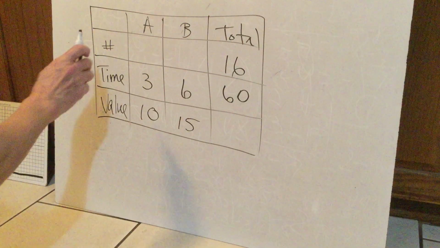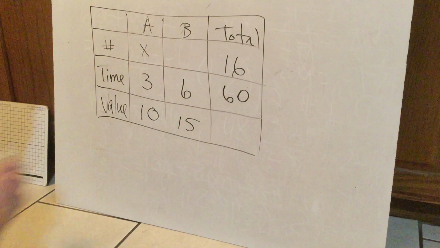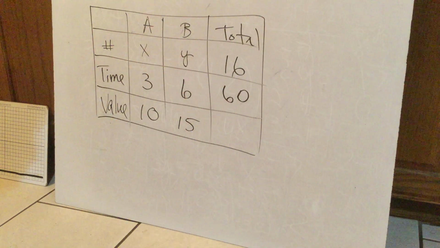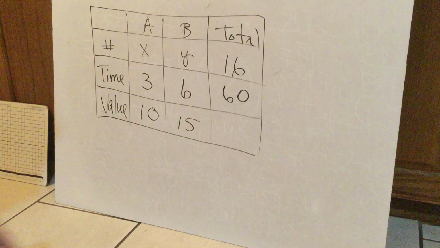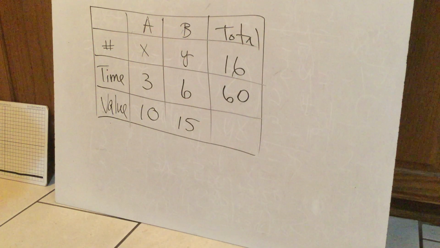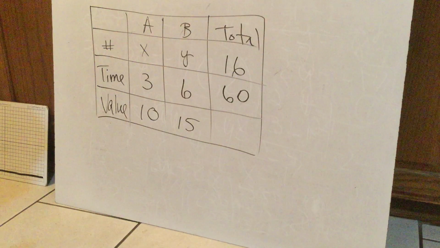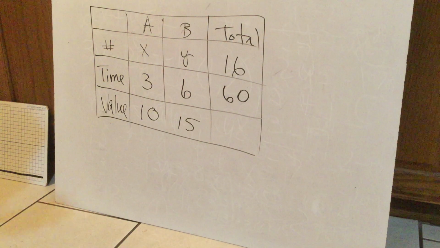So I'm going to let the number of A's be X and the number of B's be Y, because that's what I'm trying to figure out. I am trying to figure out an X and a Y. How many problems should I do on this test?